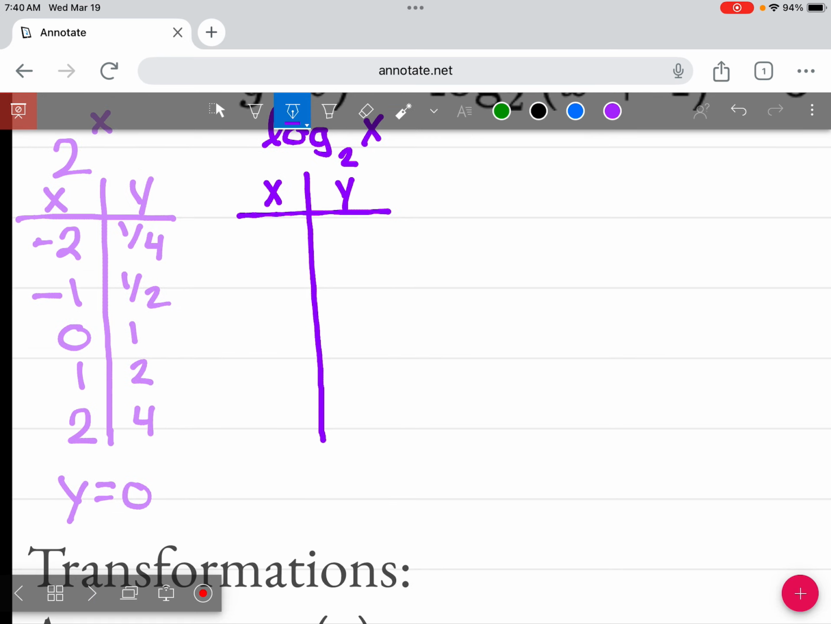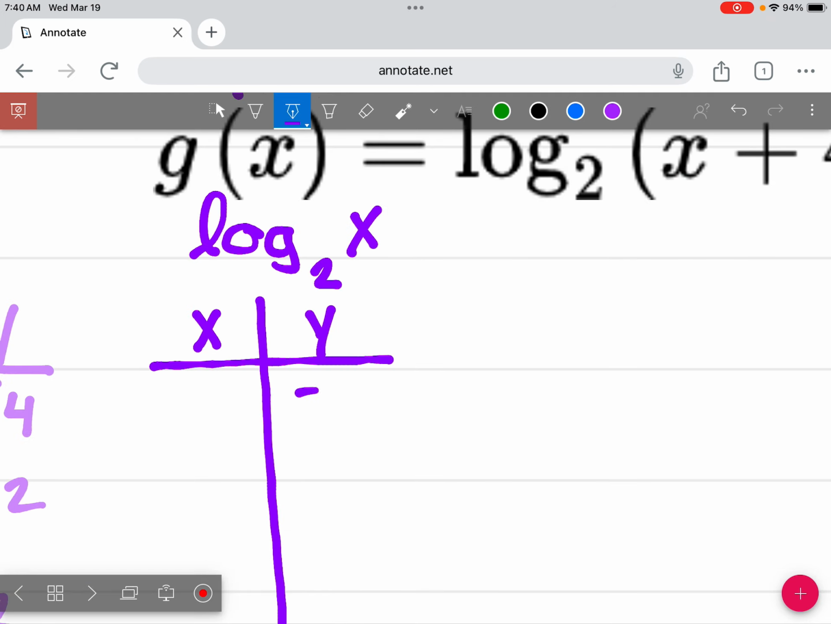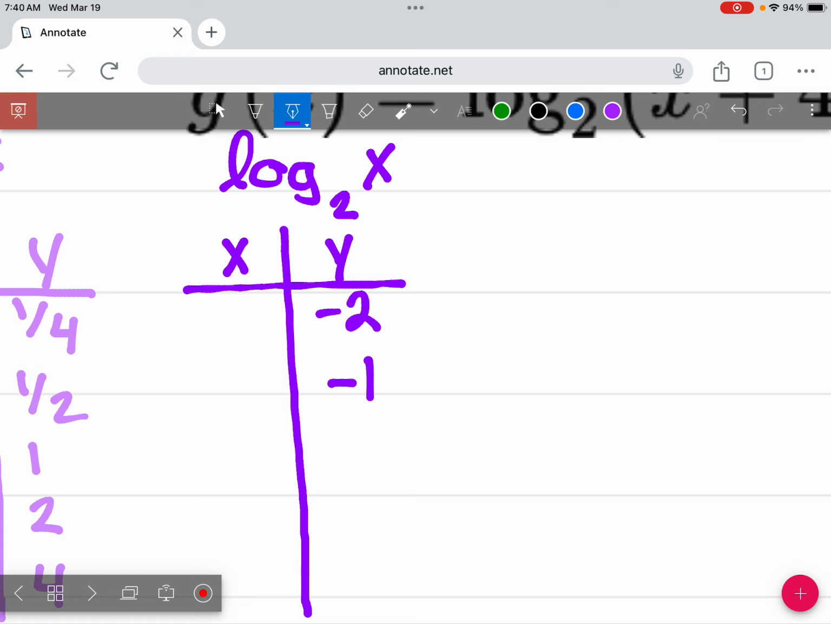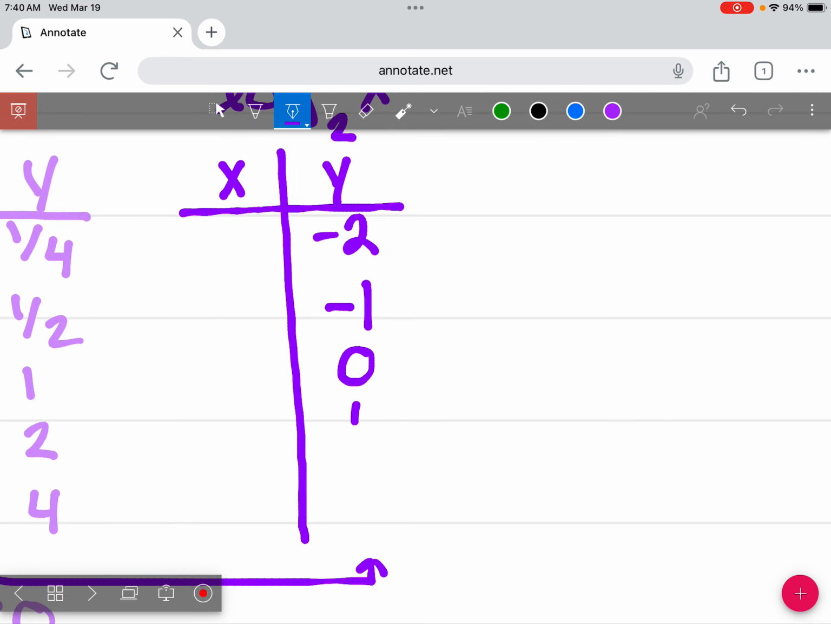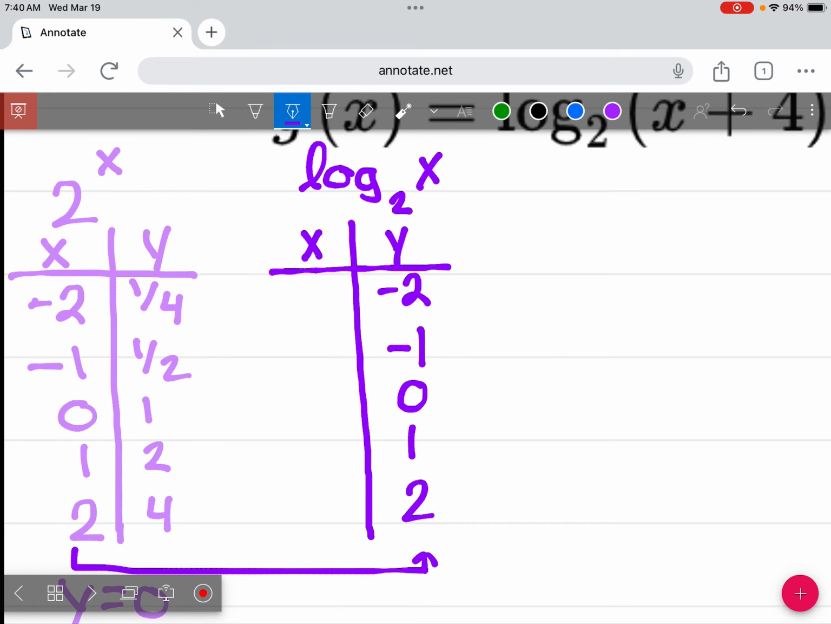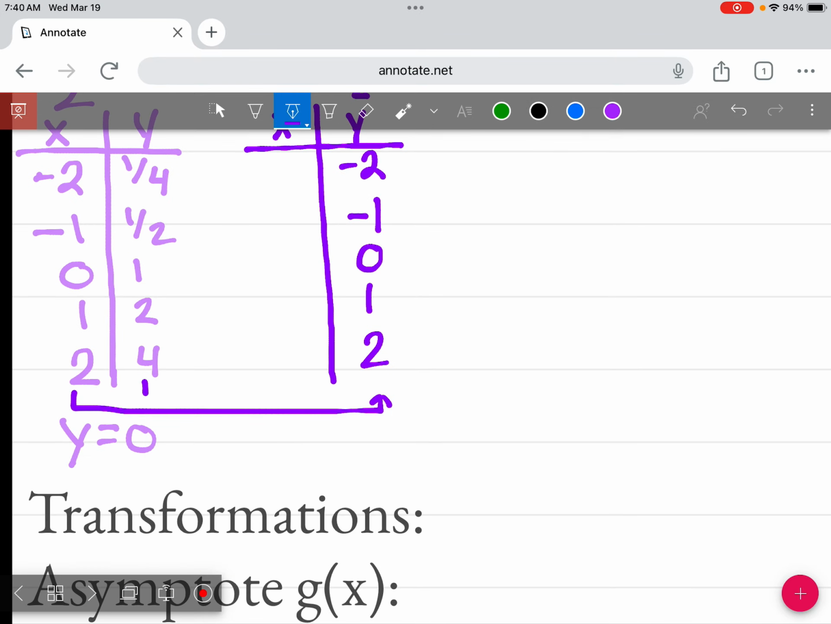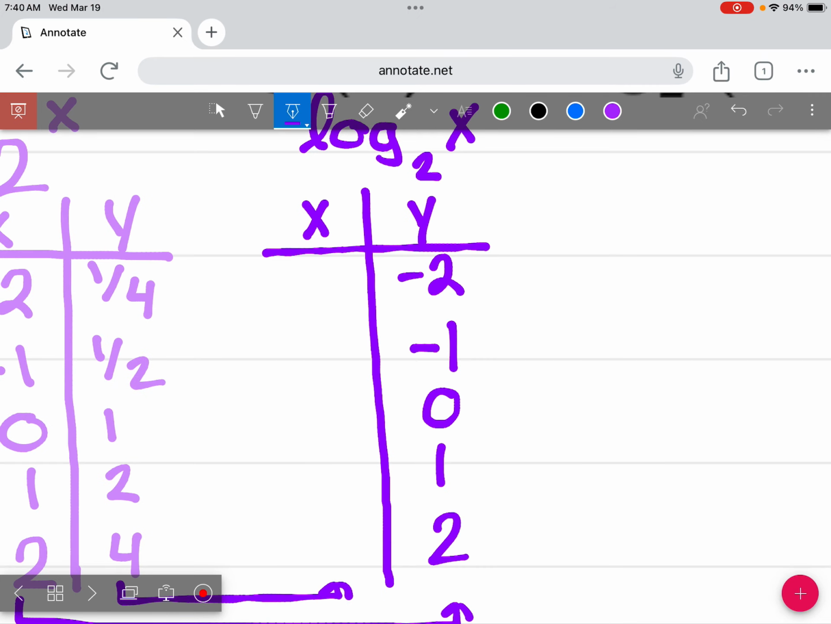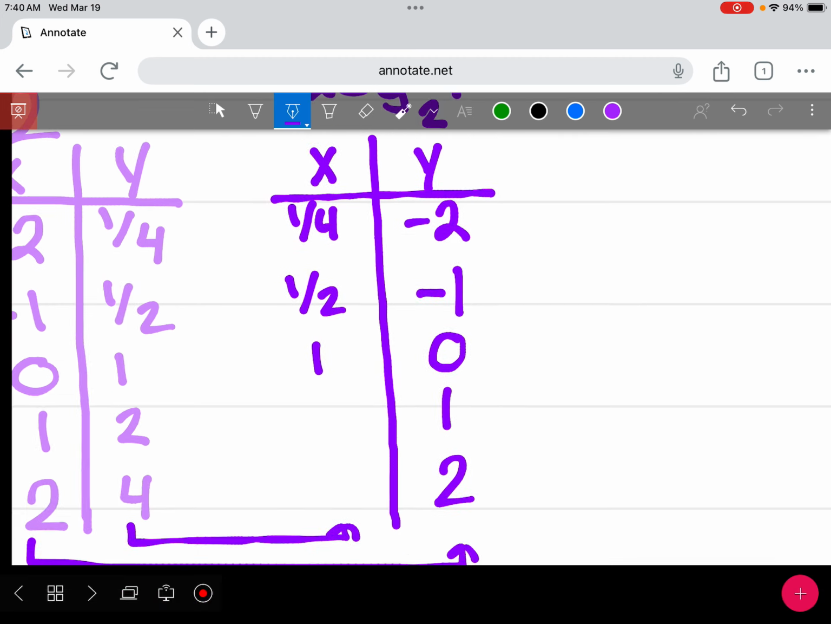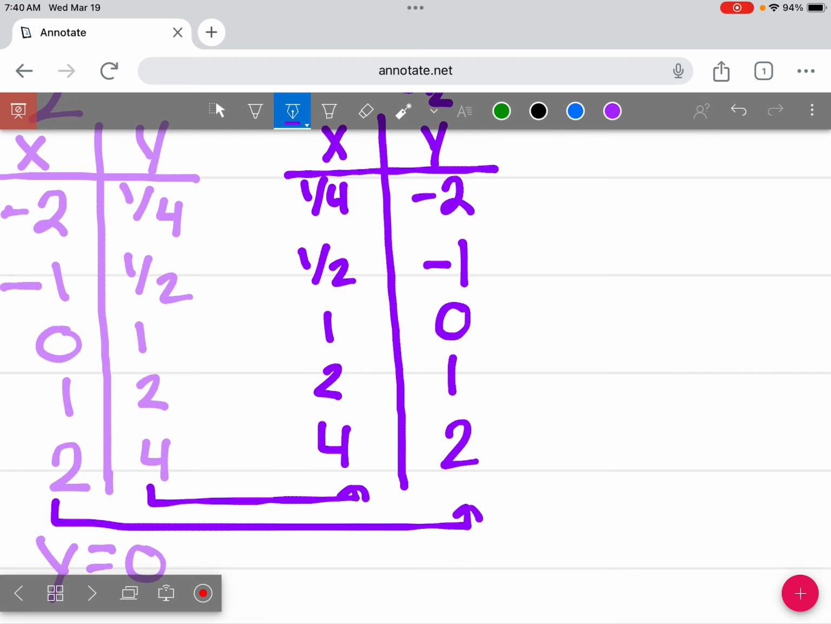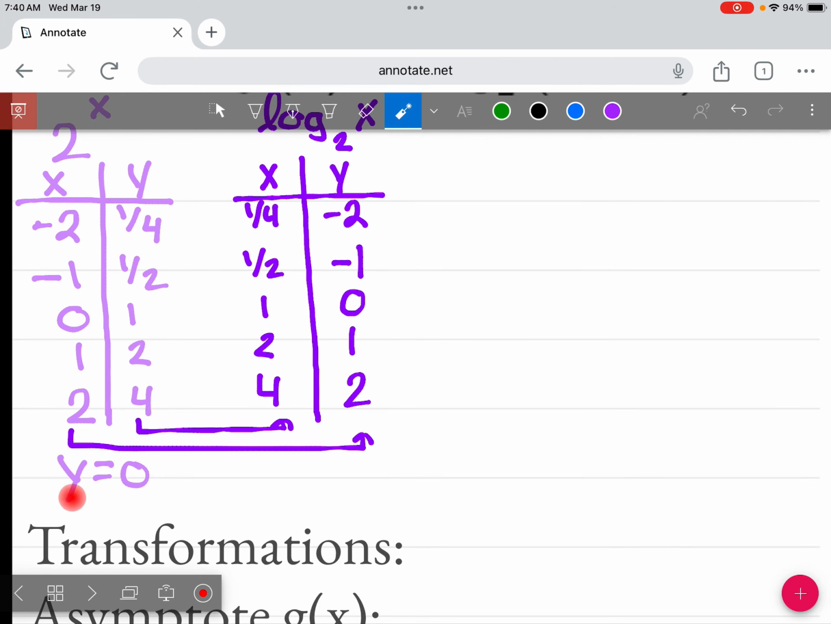So what was the x's is going to become the y's. So everything in the x column goes into the y column. So my -2, my -1, 0, 1, and 2. What was in the y column is going to go in the x column. My 1/4, 1/2, 1, 2, and 4. And then again, what was a y becomes an x. So our asymptote for our parent function happens at our x equals 0.